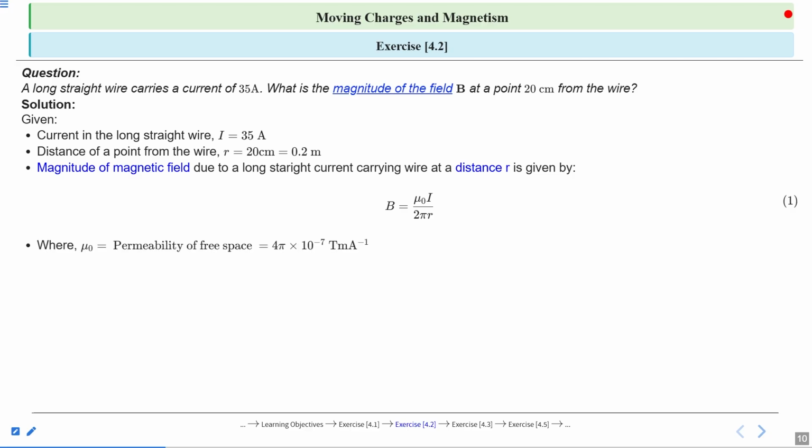Now we are not taking mod here because we have not written B in bold font. We have a normal font B, which also means it is magnitude. If it is written in bold font, that means it is magnetic field with direction, so then we have to put mod sign to find the magnitude. These are the two notations for magnitude, where mu naught equal to permeability of free space, which is equal to 4 pi into 10 to the power minus 7 Tesla meter per ampere.